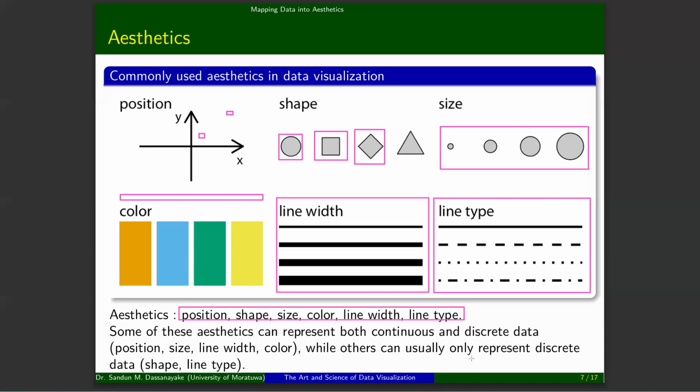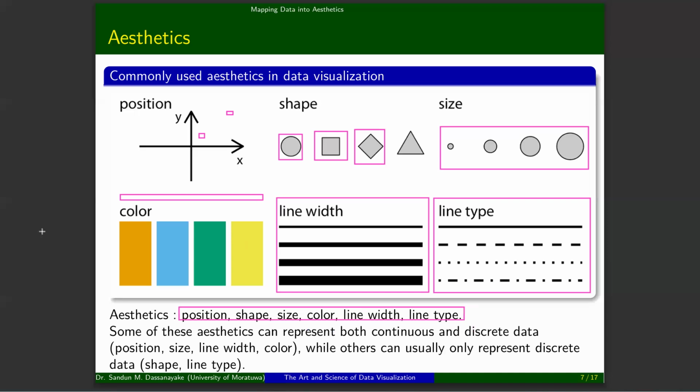And some of these aesthetics can represent both continuous and discrete data. As I mentioned, color is a very powerful aesthetic. It can be used to show continuous and discrete data. And position, of course, size, line width, and color. While others can usually only represent discrete data, like shape and line type.